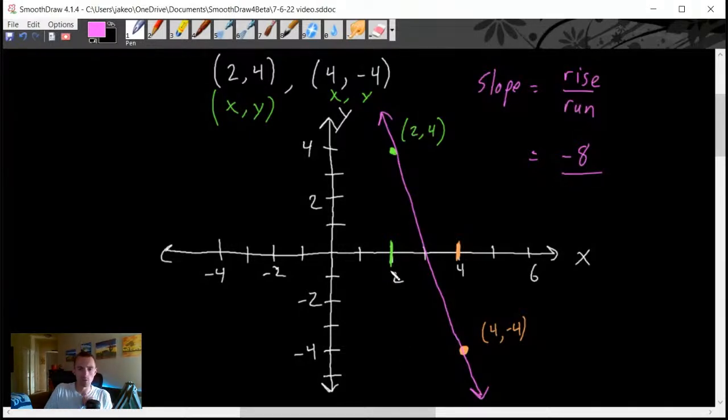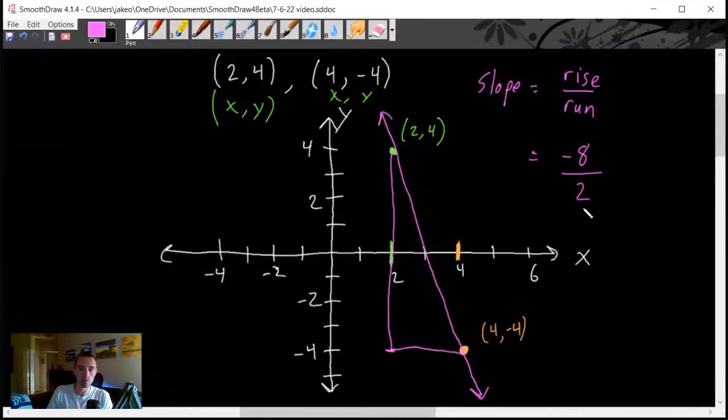Okay. Then once we go straight down to the y value that we need, -4, now we're going to go over to the right and see how many units right we have to go. Since we're at x equals 2 for this first point, and we need to go over to x equals 4, that means we're going over 2 units. So our run is going to be 2.